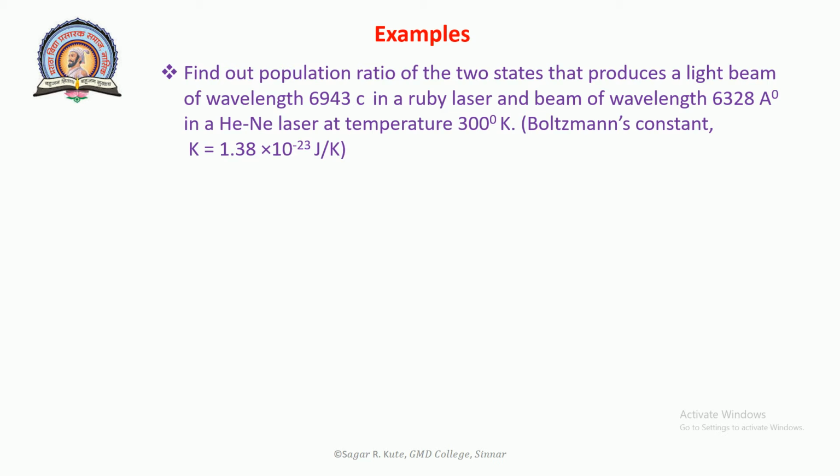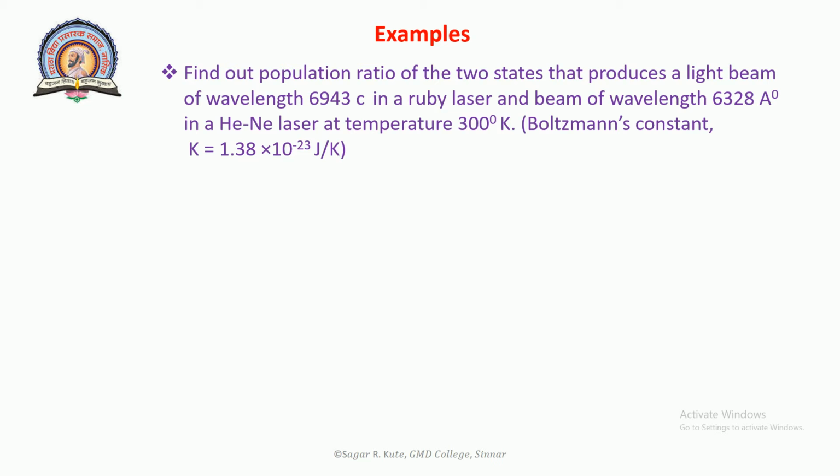First example: find out the population ratio of two states that produce a light beam of wavelength 6943 angstrom in a ruby laser, and a beam of wavelength 6328 angstrom in a helium neon laser, at a temperature of 300 Kelvin, where the Boltzmann constant k is equal to 1.38 into 10 raised to minus 23 joule per Kelvin.